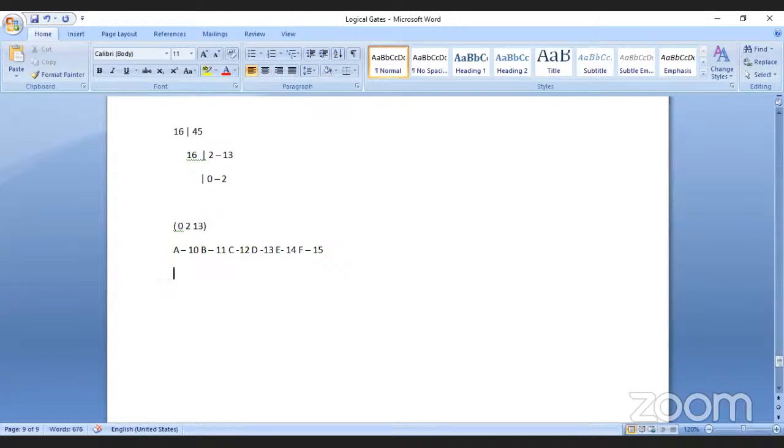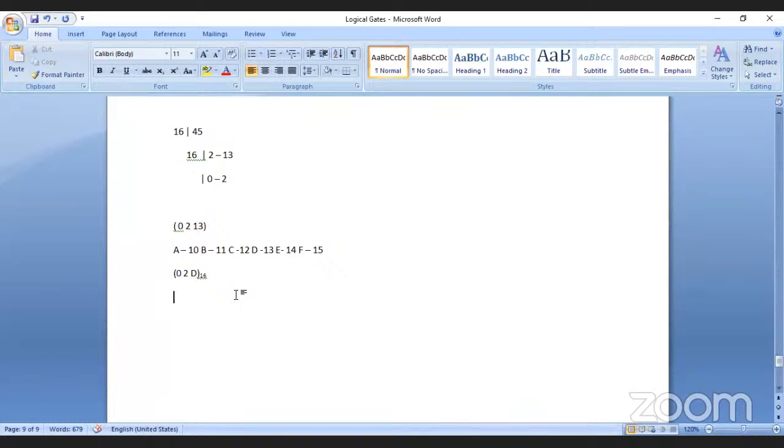Even in your exam, if you write 13, they will not give you the marks. We have to write 0 to 9 and A to F. So the answer is 2D, base 16. From which number system to which number system have I converted? Decimal number to hexadecimal number system.